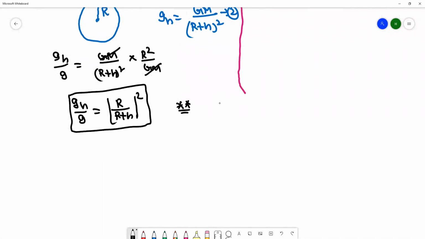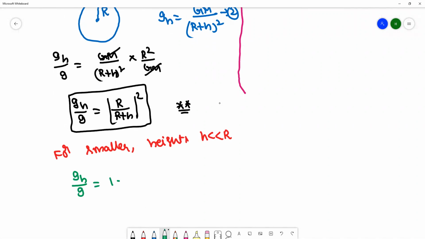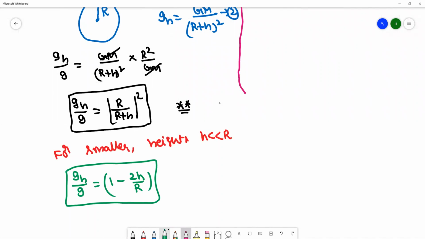Otherwise, for smaller heights, h is less than R, you can write g_h by g is equal to 1 minus 2h divided by R. So this is the variation due to height.